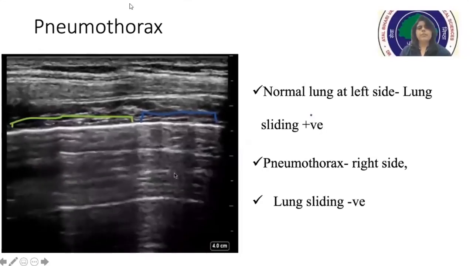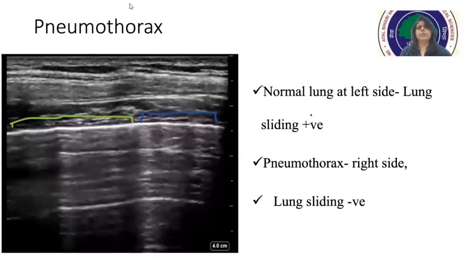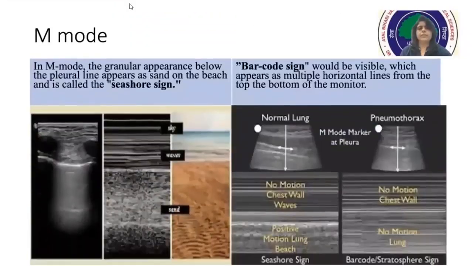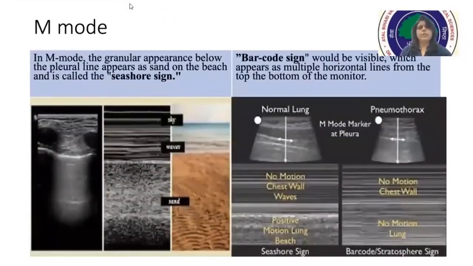So there is probability of pneumothorax, or in fact, I should say it is highly specific and sensitive. There is pneumothorax on the right side. Absence of lung sliding sign will show that there is pneumothorax. And further, you can confirm by switching over to the AM mode, which is a single dimensional mode.